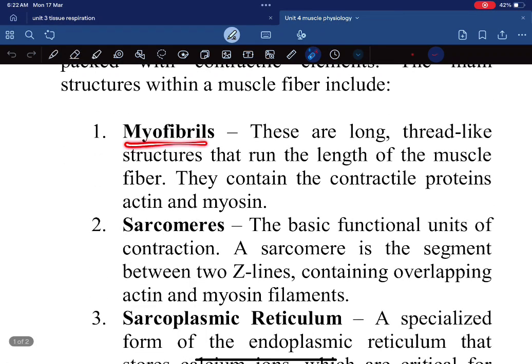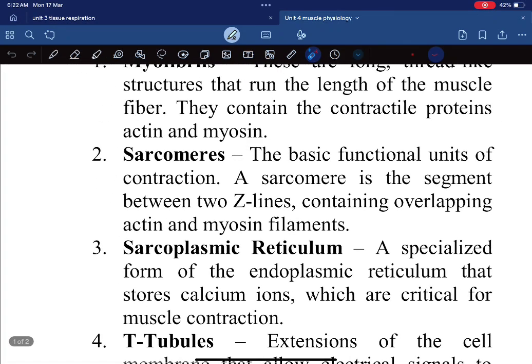First, myofibrils. These are long thread-like structures that run the length of the muscle fiber. They contain the contractile proteins, actin and myosin. Second, sarcomere, the basic functional unit of contraction. A sarcomere is the segment between two Z lines containing overlapping actin and myosin filaments.